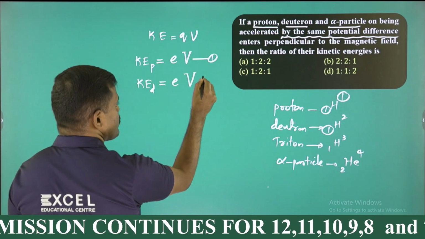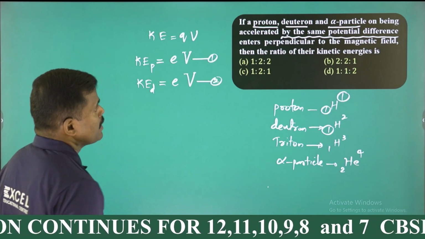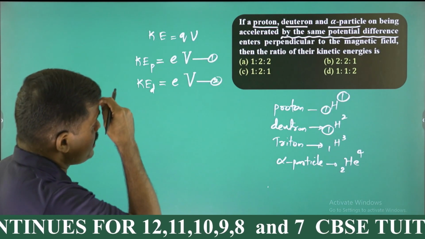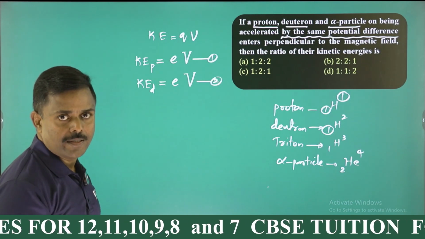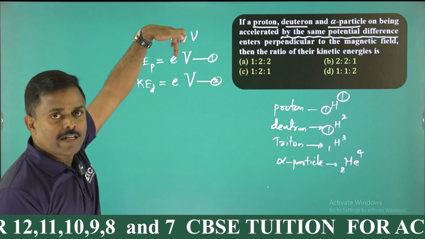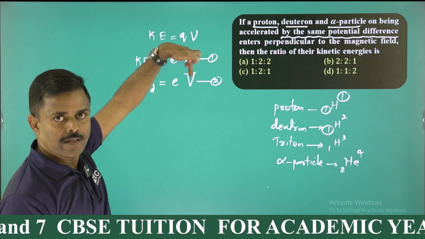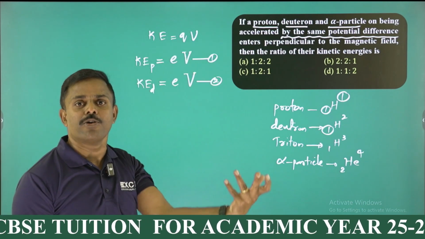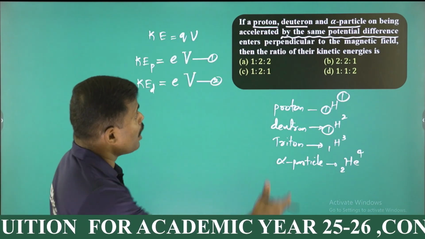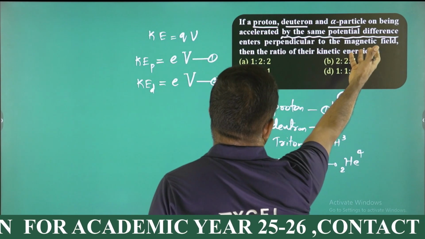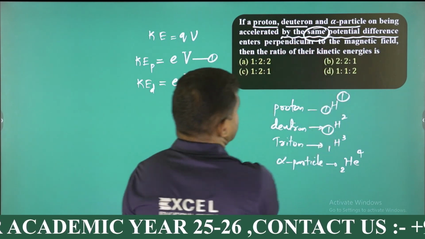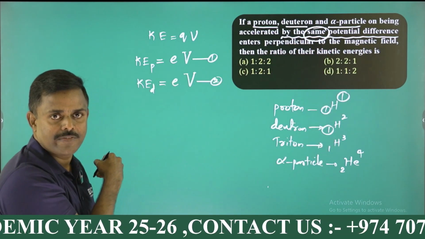Potential is V itself. That is also entering the same magnetic field, right? That is coming out of the same potential. So the first particle comes out of potential V, even the second particle comes out of the same potential, and even the third particle would come out of the same potential. All of them come out by the same potential difference, right?